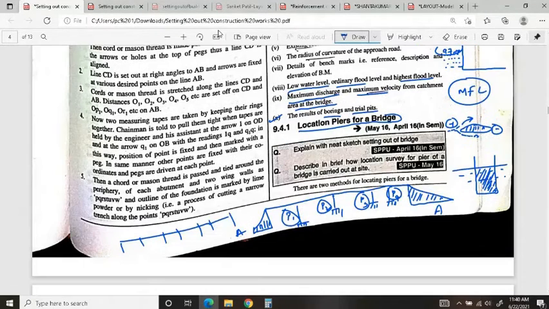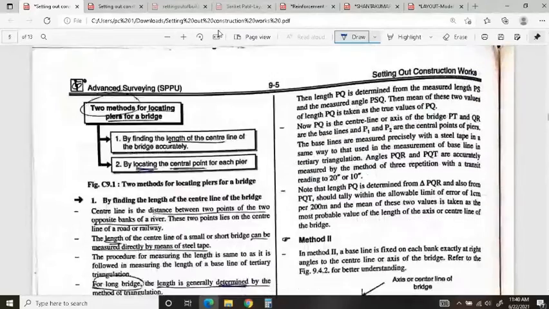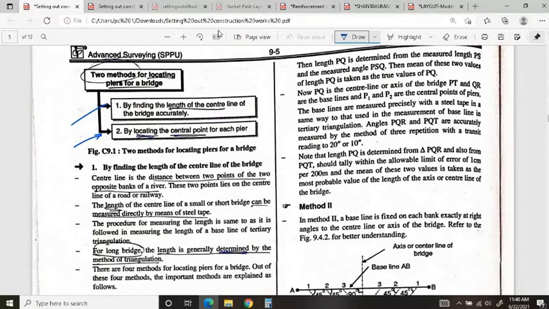There are two methods of locating the piers for bridges, whether they are located in a water area or on a dry area. The first method is by finding the length of the center line of the bridge accurately, and the second one is by locating the central point of each pier. So we will see them one by one.